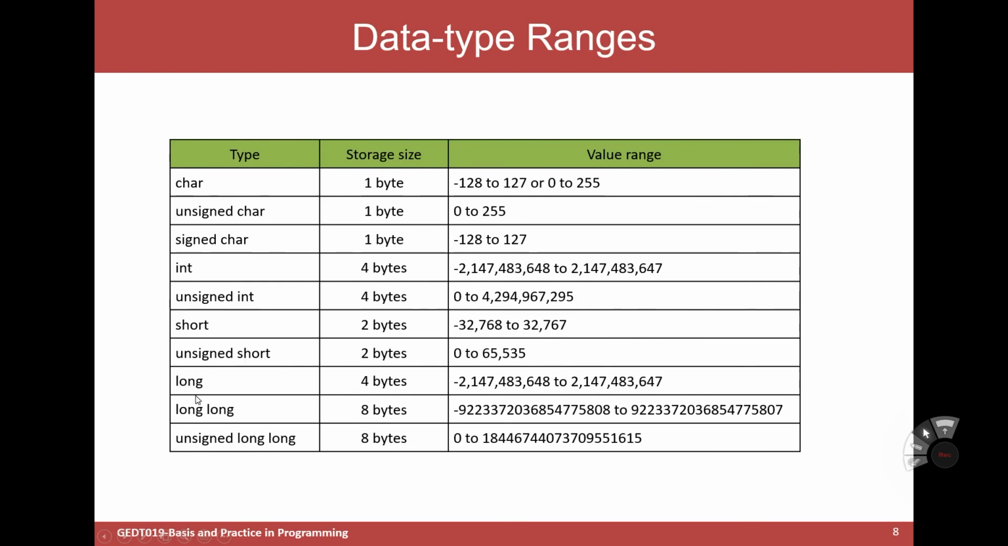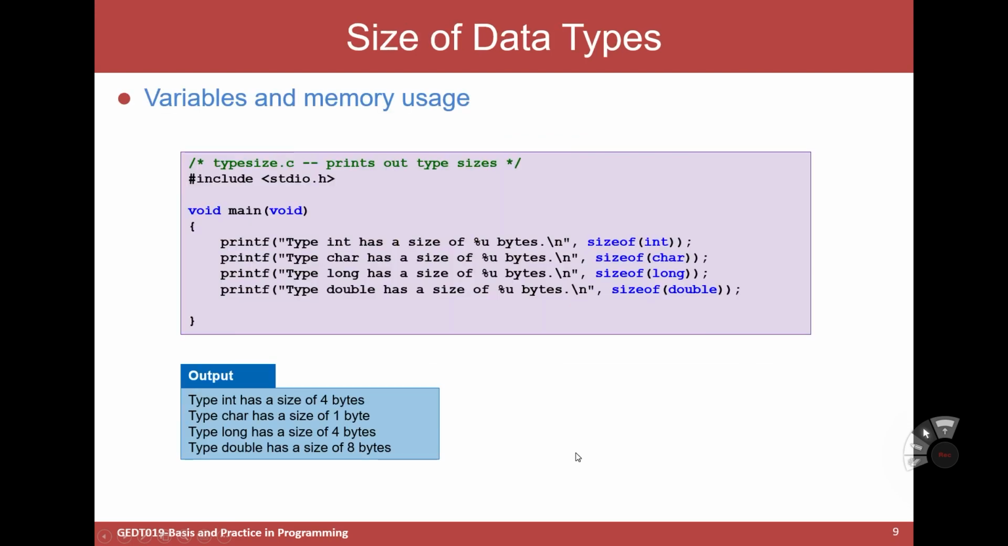And so for long, it is 8 bytes. If you see 8 bytes, that means you can save any number between these two range. Okay, it's very big. And then unsigned long is also 8 bytes, and it will start from 0 to this number.